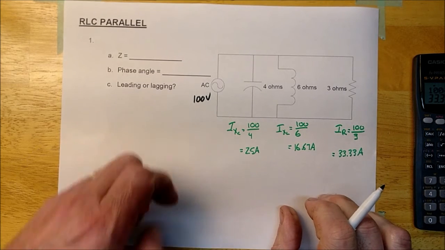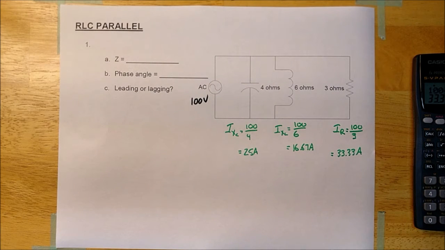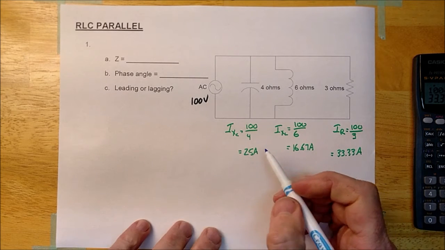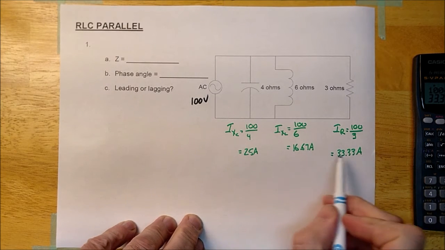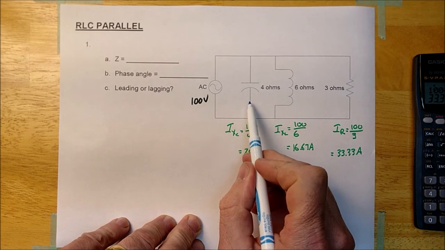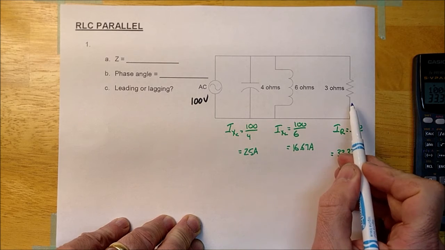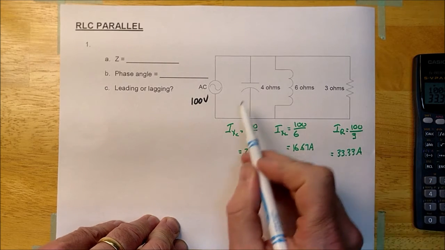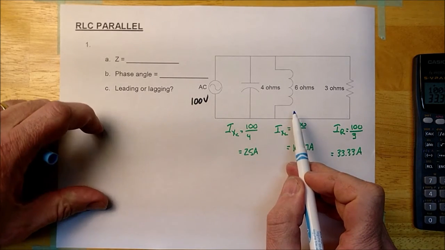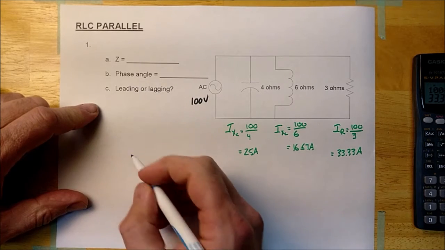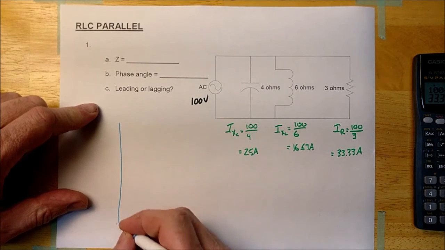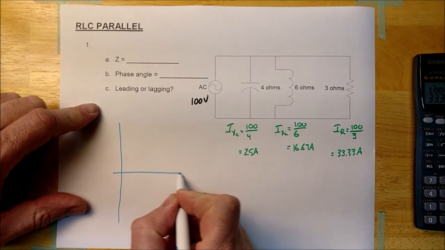We are going to add them up and then apply Ohm's law to this circuit. Now, unfortunately, these currents can't just be added up directly, because this one's leading by 90, that one is lagging by 90, and this one is in phase. So if we're going to add these currents together, we have to do it using phasors. So I'm going to draw a little phasor world over here where I can add those phasors together.